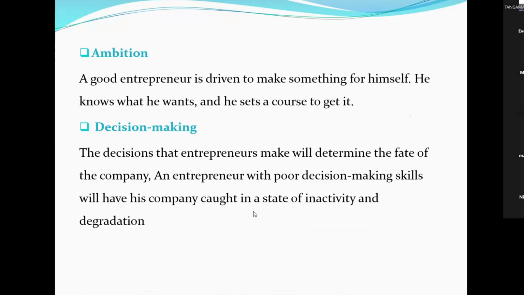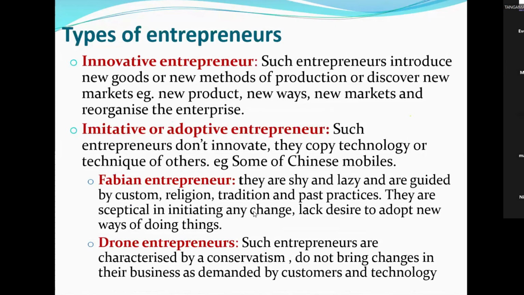So we have many entrepreneurs who are innovative, who introduce new goods and new methods of production, or discover new markets, new products, new ways, in the organized enterprise. Imitative entrepreneurs are the ones who don't innovate. They copy technology or techniques from others and paste them somewhere else.